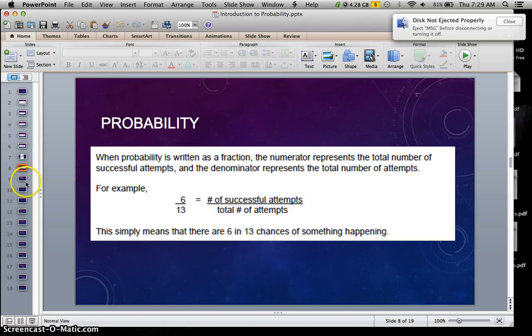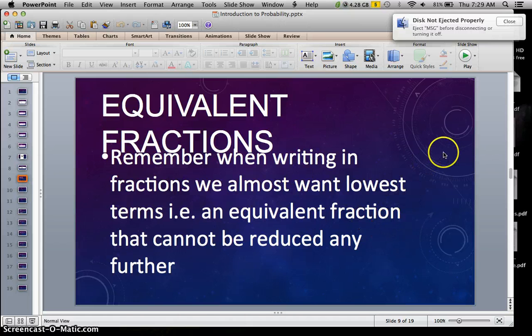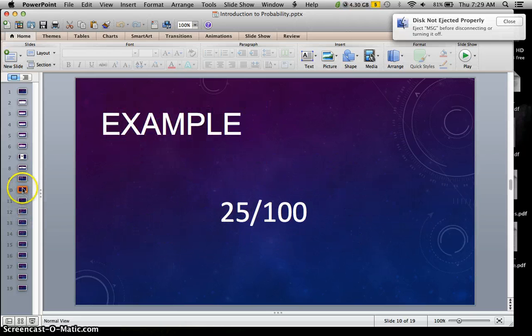Okay. When we're looking at probability, we have to remember to always put these in the lowest terms. When we're writing a fraction, we always want the lowest term, so an equivalent fraction that cannot be reduced any further. For example, let's take a look on the next slide. We have 25 over 100. We have to ask ourselves, are there any numbers that can divide into the numerator and the denominator evenly? I like to start off by taking a look to see if 2 can go in both, and if 4 can go in both.